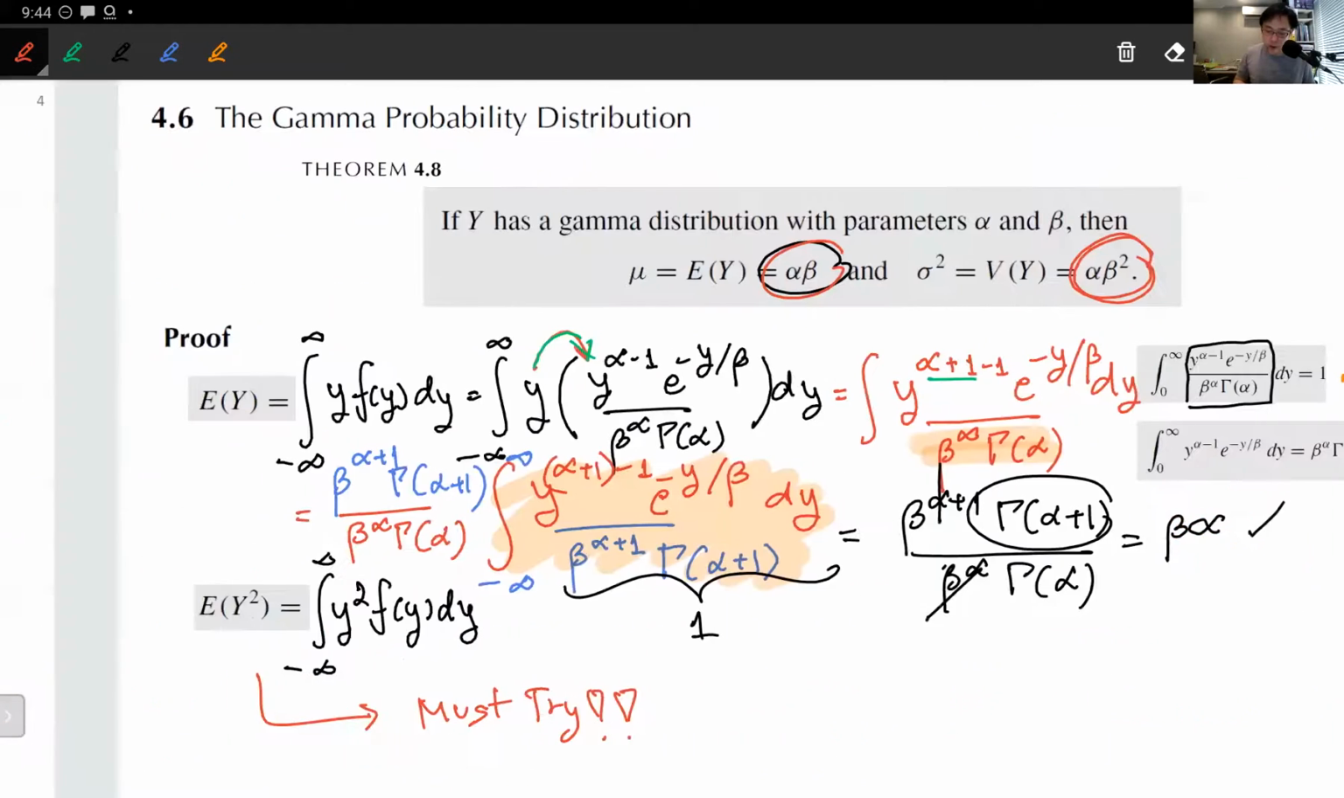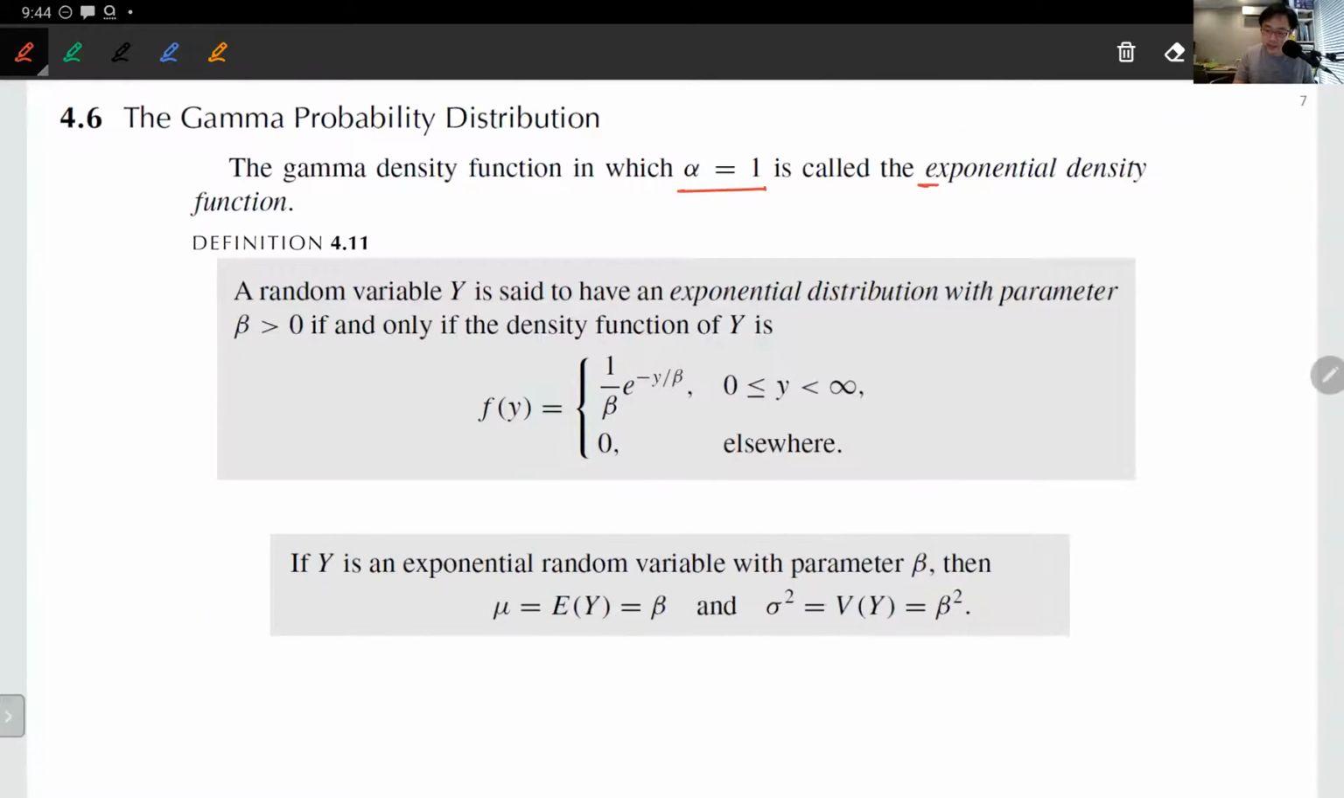We say that when you deal with alpha equal to 1, you get the exponential density function. The gamma function disappears, the power part disappears, and this is the part that we're left with. You're down to a single parameter beta. So once you pick alpha to be 1, the random variable y is said to have an exponential distribution with parameter beta, and always positive, of course.